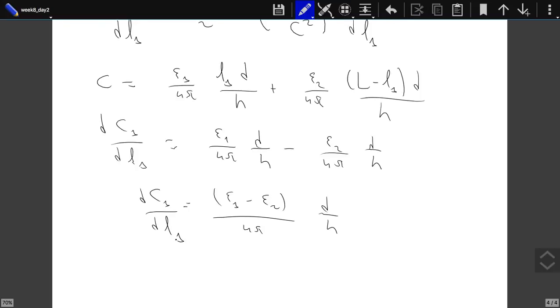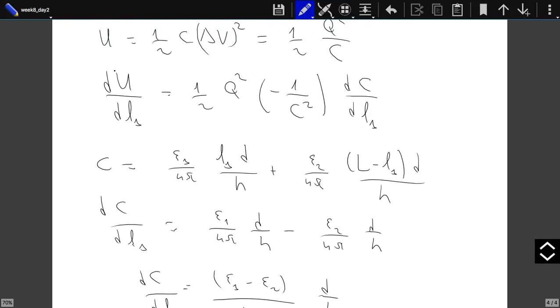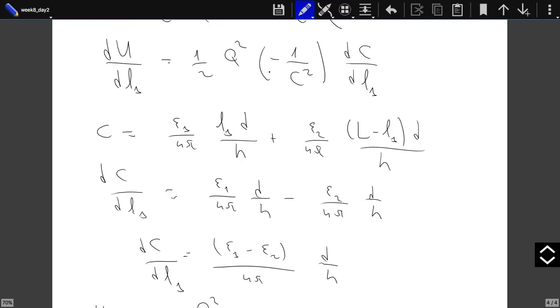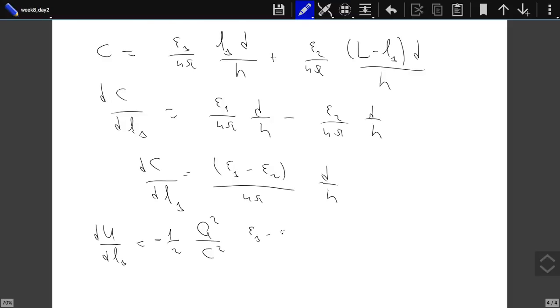Well, the appearance of this epsilon 1 minus epsilon 2 kind of makes sense, because if epsilon 1 is equal to epsilon 2, as we are sliding this dielectric, nothing really changes. So the capacitance also shouldn't change. So let's go back to du over dl1. This was equal to 1 over 2 q squared over c squared with a minus sign. Well, this is minus 1 over 2 q squared over c squared times this derivative, epsilon 1 minus epsilon 2 over 4 pi d over h.